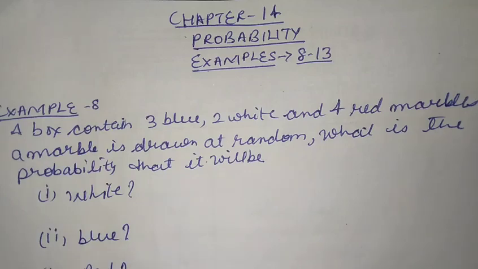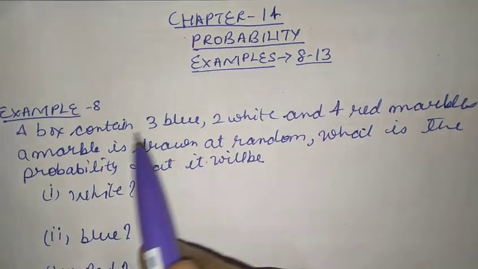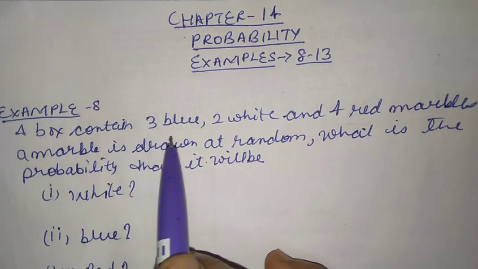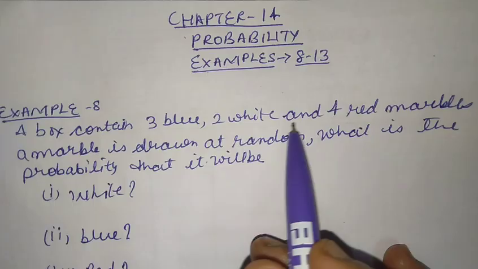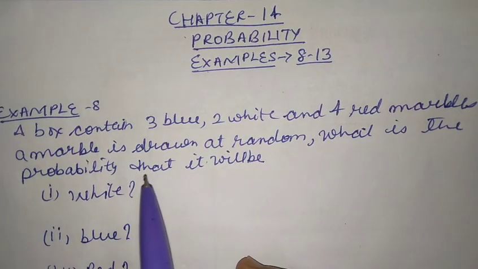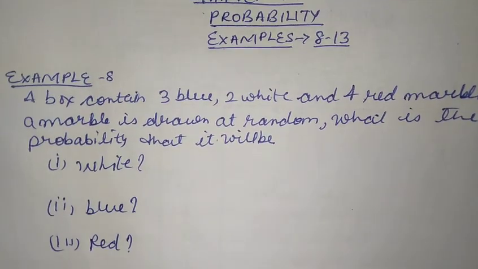Questions from Class 10, Chapter 14, Probability, Examples 8 to 13. Let's start with Example 8. A box contains 3 blue, 2 white and 4 red marbles. If a marble is drawn at random, what is the probability that it will be a white marble?